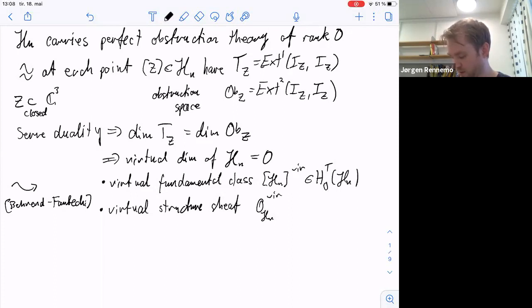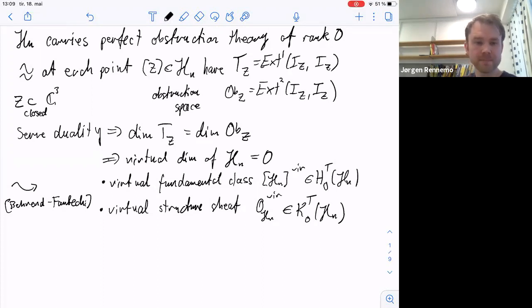So despite the name of virtual structure sheaf, this is actually just a K-theory class on HN. And it's important that, since T acts on C3, T also acts on HN, and acts on everything in sight, basically. So the virtual structure sheaf is in fact an element in the T-equivariant K-theory of HN.